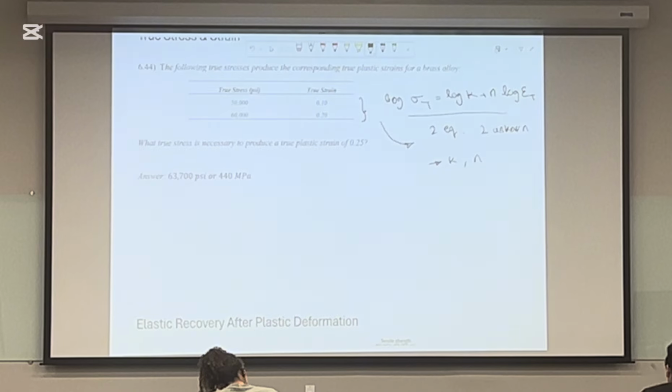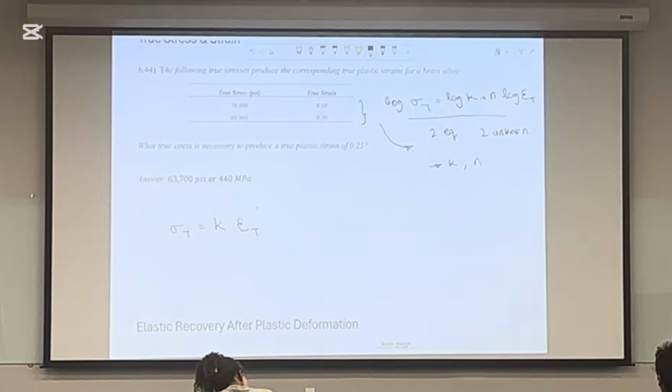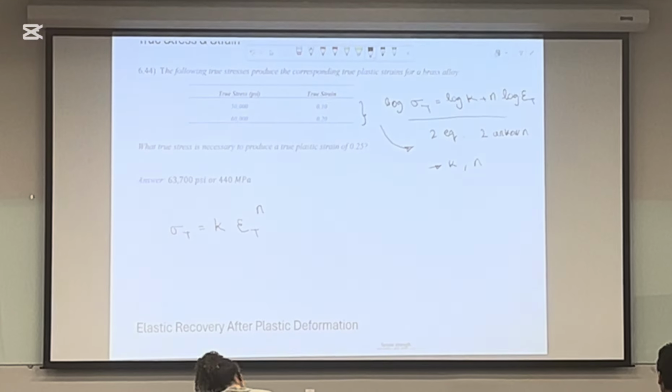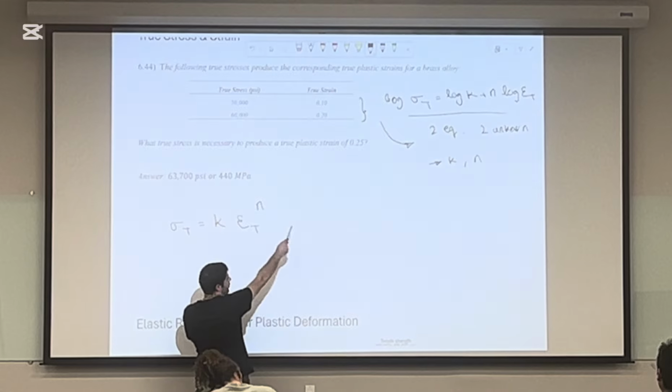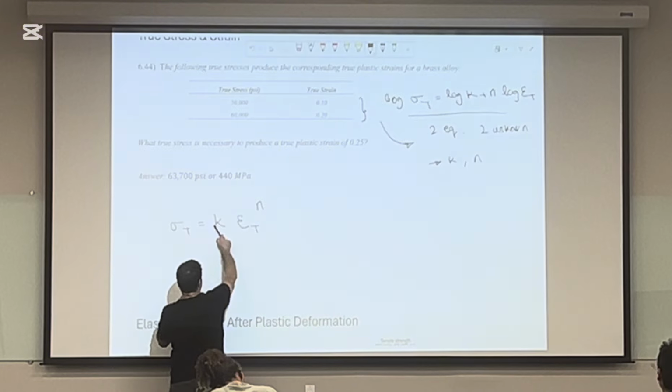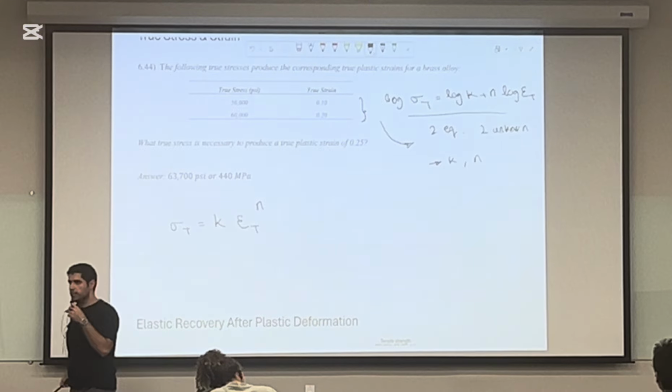And if you have k and n, then it's simple, right? Because you have this strain, you just have to plug it into this equation again. Just plug in the true strain, and we already found k and n, to find the true stress.